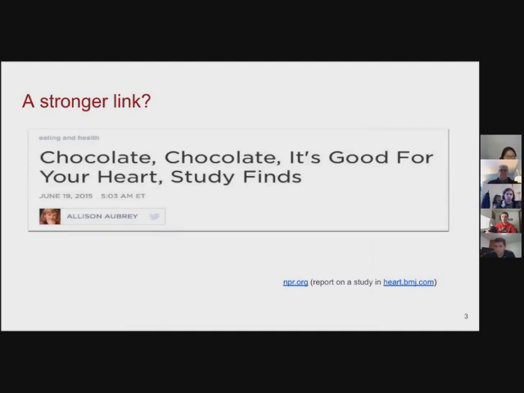As you know, a lot of news articles are about food and nutrition. So here is a stronger link: chocolate is good for your heart, study finds. We won't have time to go into the detail of the study itself, but if you look at the title, I think it's hinting more at causation. It's good for your heart, meaning that if you eat chocolate, your heart will become better, in whatever sense they're defining.